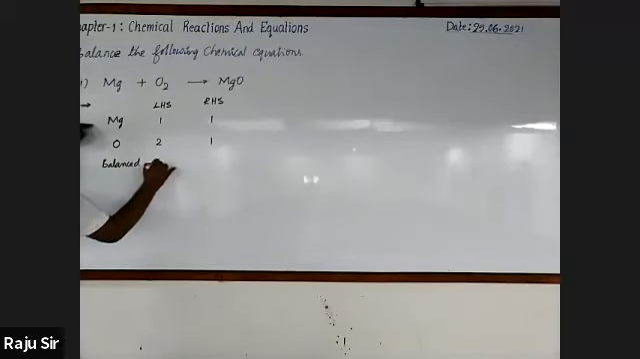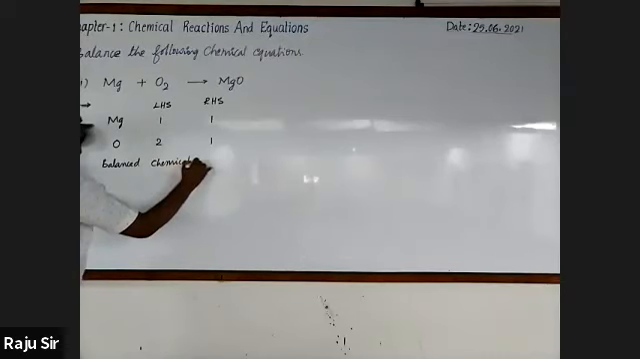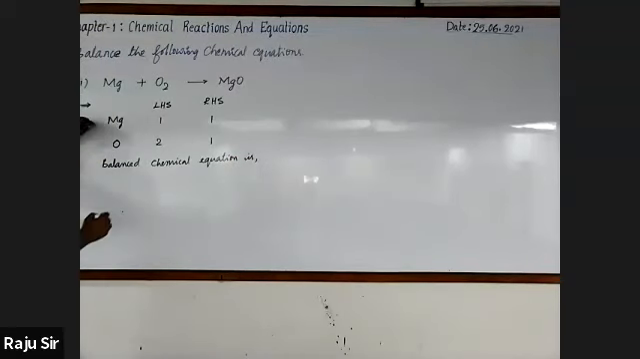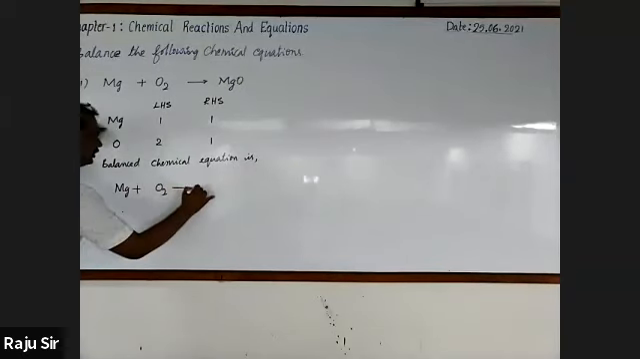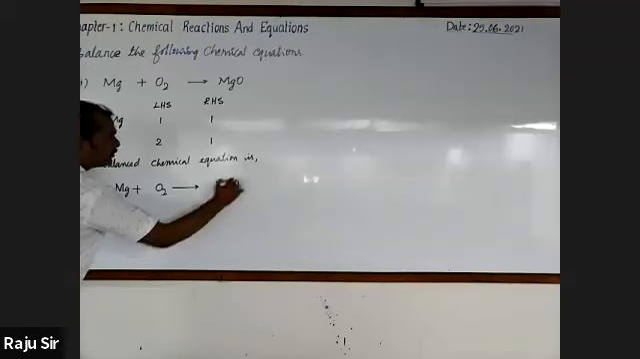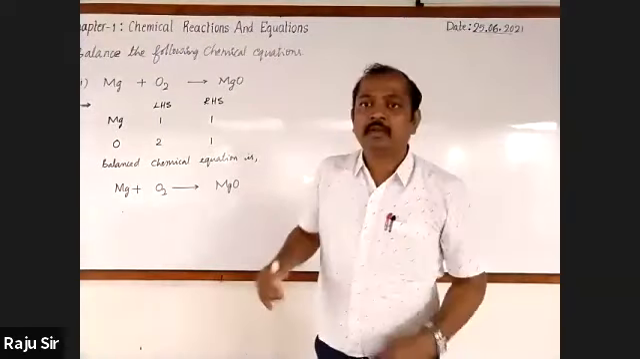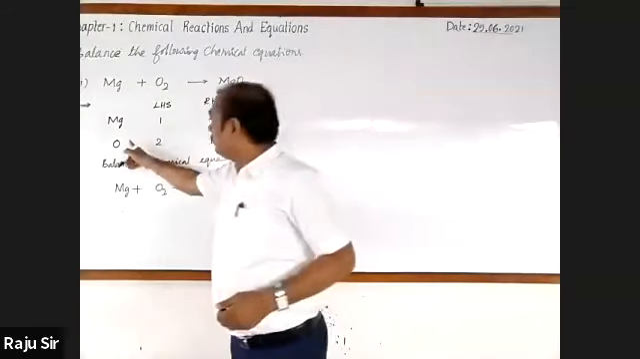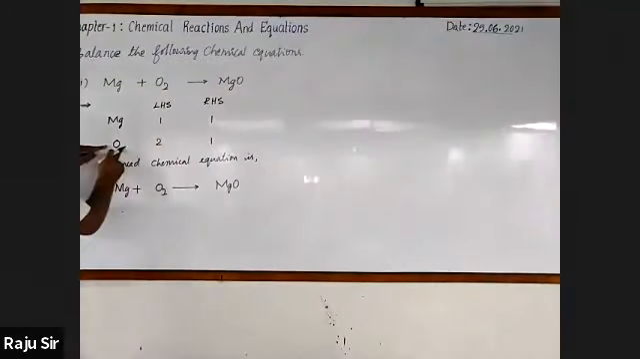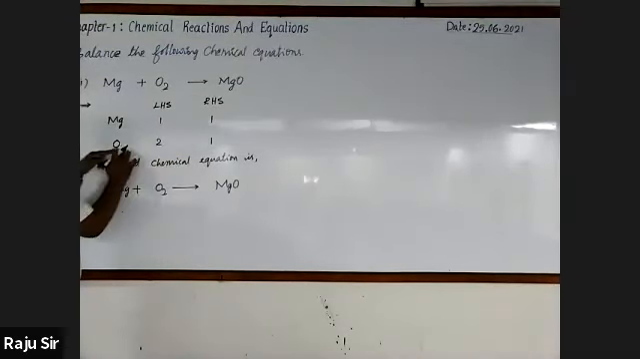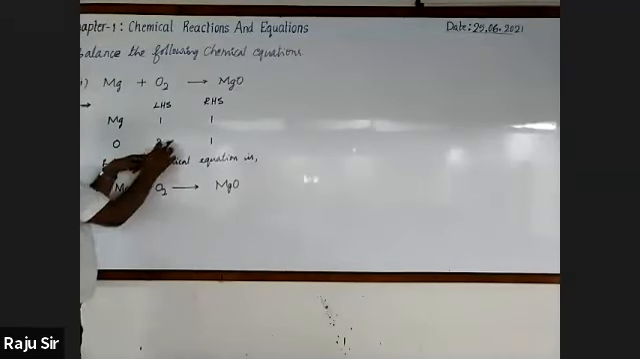Next, below that you write the balanced chemical equation as it is: Mg plus O2 gives rise to MgO. Just observe. Now you tell which element has to be chosen, magnesium or oxygen? Oxygen. Oxygen has the maximum number of atoms and magnesium is already balanced. In this case, oxygen is unbalanced. It has the maximum number of atoms.